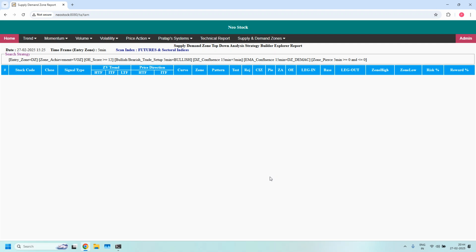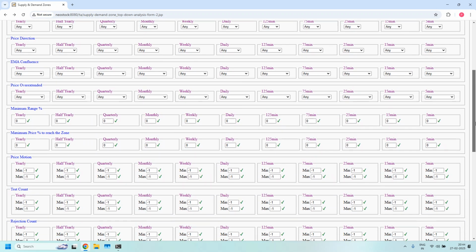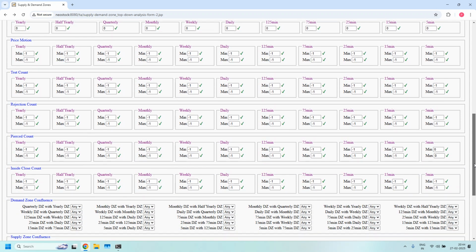None of the stocks are having it. Okay, this is the LTF, ITF demand zone confluence and ITF EMA confluence. I'm removing the filter. Next, we will look into LTF, ITF, HTF demand zone confluence. First filter already enabled. Second filter, 5 minutes demand zone with 75 minutes demand zone confluence. Third filter, 15 minutes demand zone with 75 minutes demand zone confluence.